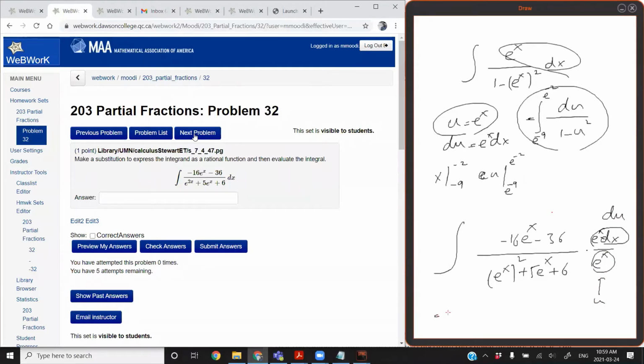So this becomes, with the same substitution, the integral of minus 16 u minus 36. At the bottom, you will have u squared plus 5u plus 6 times u du. Okay, thank you. Sure.